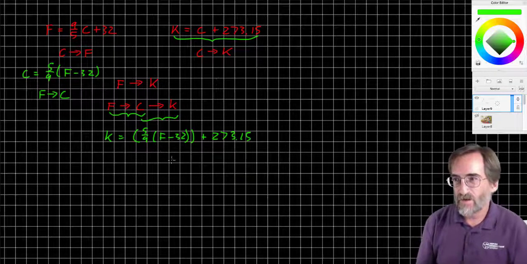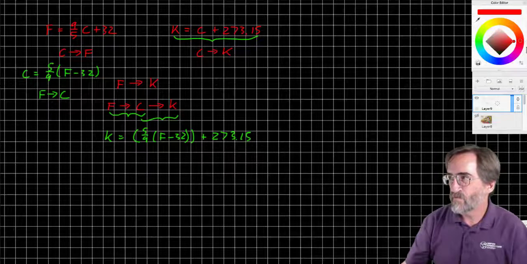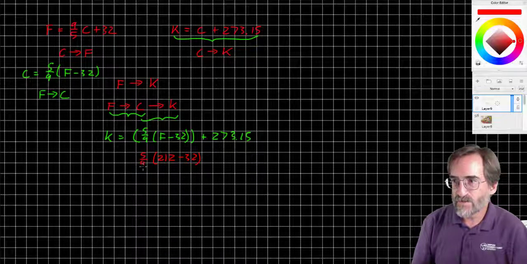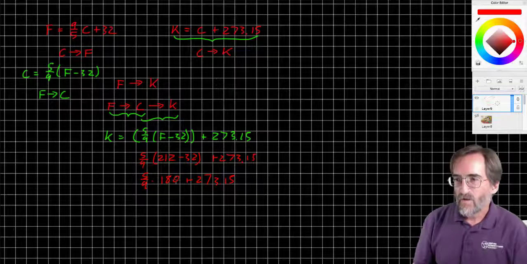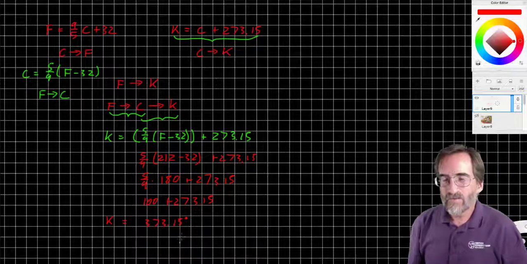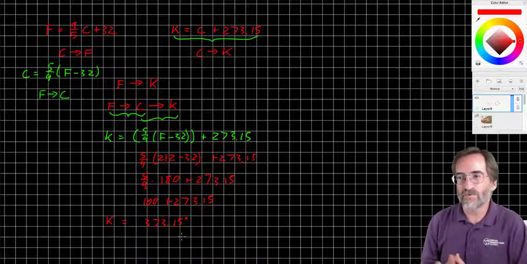So just to verify here, if I were to insert 212 degrees minus 32 times 5/9, plus 273.15. 212 minus 32 is going to be 180 times 5/9 plus 273.15. 180 divided by 9 is 20. 20 times 5 is 100. 100 plus 273.15 is 373.15 degrees Kelvin. And that does match scientific reality. Water boils at 100 degrees Celsius, which is 373.15 degrees Kelvin.